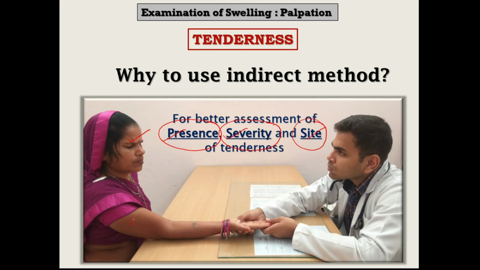Say for example you are assessing tenderness in the whole limb, then you will keep on pressing at multiple points and you will keep on watching the facial expression of the patient. So wherever there is tenderness, the patient will definitely give some sign of change of facial expression. So direct method is easy, but indirect method is more accurate.